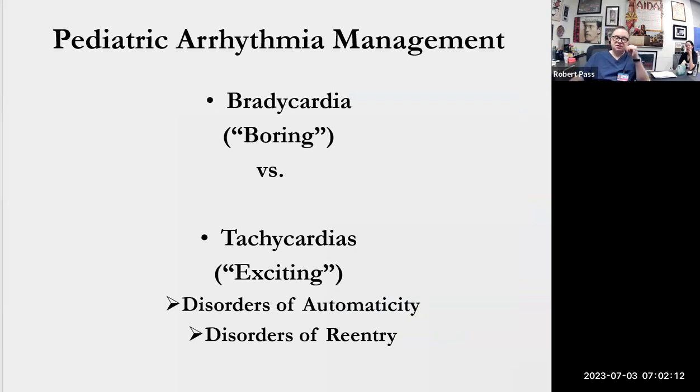So today this is a very general talk, and we're going to basically split arrhythmias up to the bradycardias, which are sometimes viewed as the boring arrhythmias, and then the tachycardias. And when we're talking about a tachycardia, we're talking about disorders of automaticity as well as disorders of reentry.